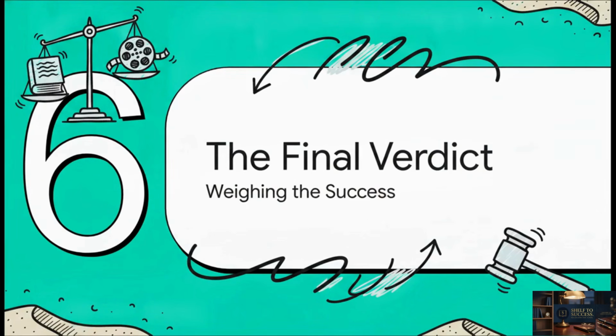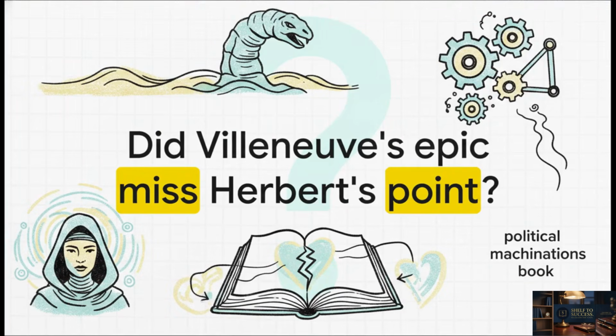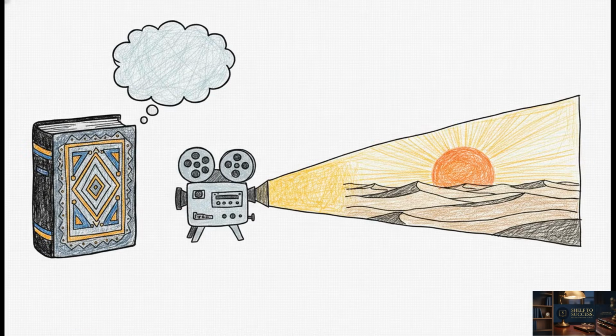Finally, Section 6. The final verdict. We really have to ask this provocative question. Did Villeneuve's epic miss Herbert's point? By changing characters like Chani to be an anti-prophecy surrogate and stripping away layers of political machinations, did the film lose the soul of the book? Well, what's the verdict? Honestly, sacrificing some of that deep philosophical depth and internal narration was absolutely necessary to capture the visceral, cinematic spirit of the masterpiece.